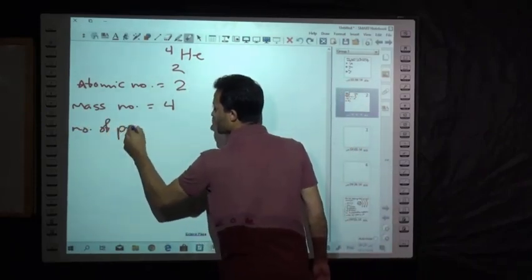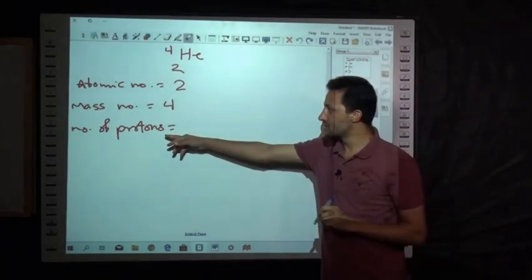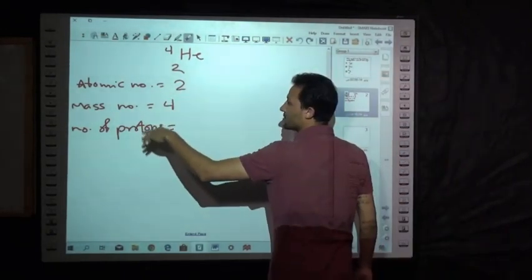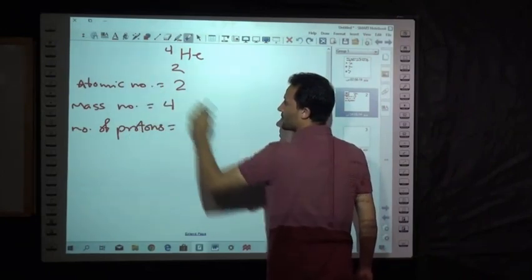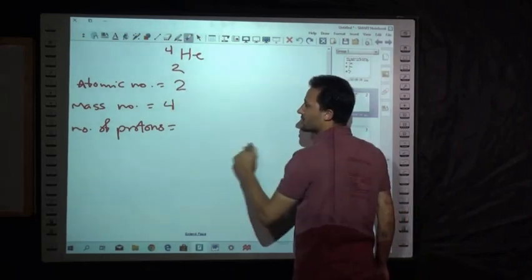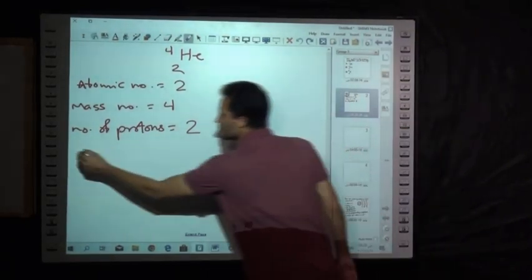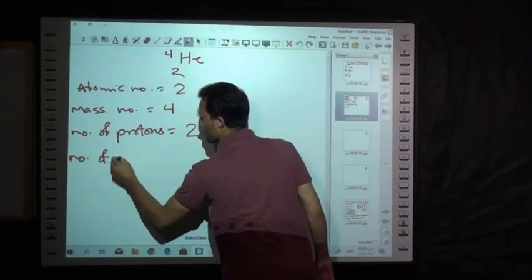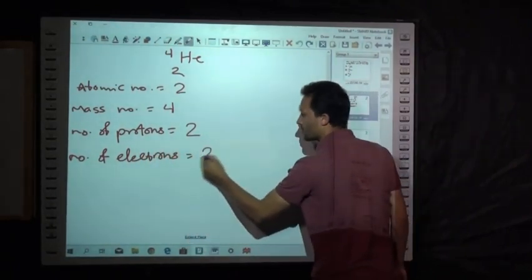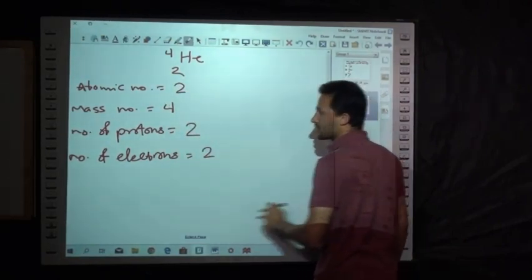Number of protons. We said before that the number of protons is the same as the number of electrons, and both the number of protons and the number of electrons equal the atomic number. Number of protons equals atomic number, so it also equals 2. Then the number of electrons also equals 2, because the number of protons equals the number of electrons equals the atomic number.